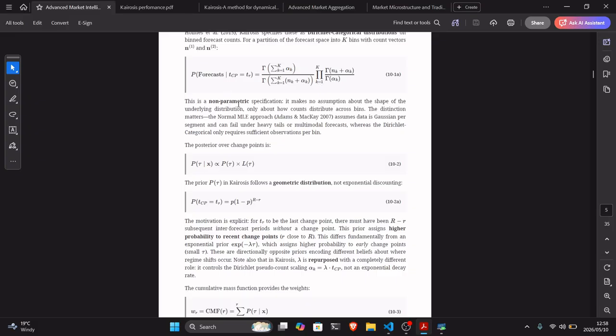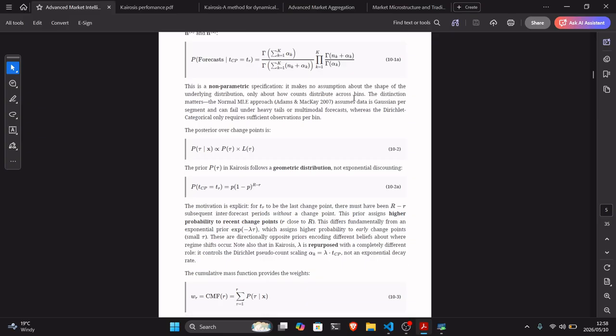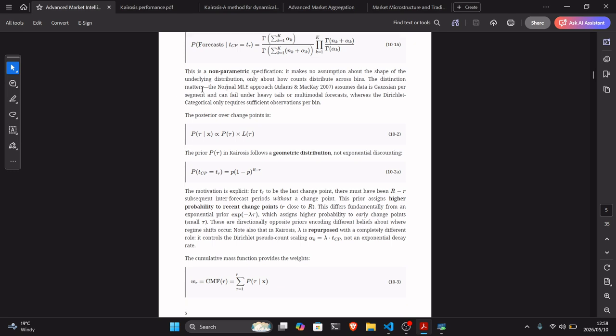This is a non-parametric specification. It makes no assumptions about the shape of the underlying distribution, only about how counts distribute across bins. The distinction matters. The normal MLE approach, Adams and MacKay 2007, assumes data is Gaussian per segment and can fail under heavy tails or multimodal forecasts, whereas the Dirichlet categorical only requires sufficient observations per bin.